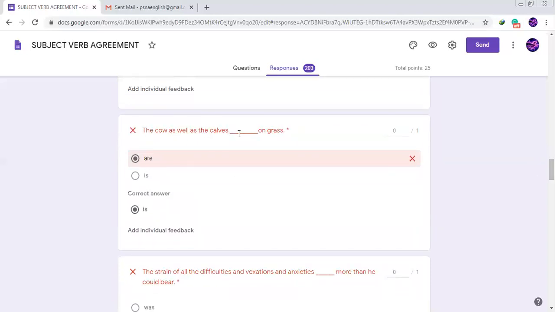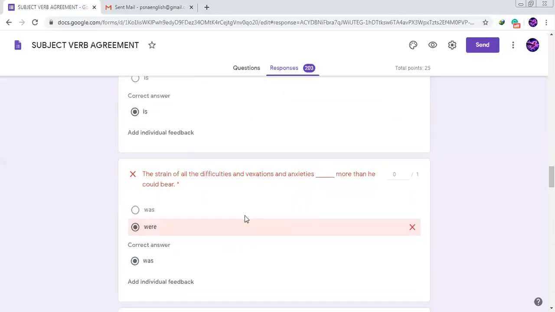"The cow as well as the calves". I told you, two different subjects combined by "as well as", give importance to the first subject. The first subject is cow, and cow is singular. So the answer is "is". Here the student is wrong.